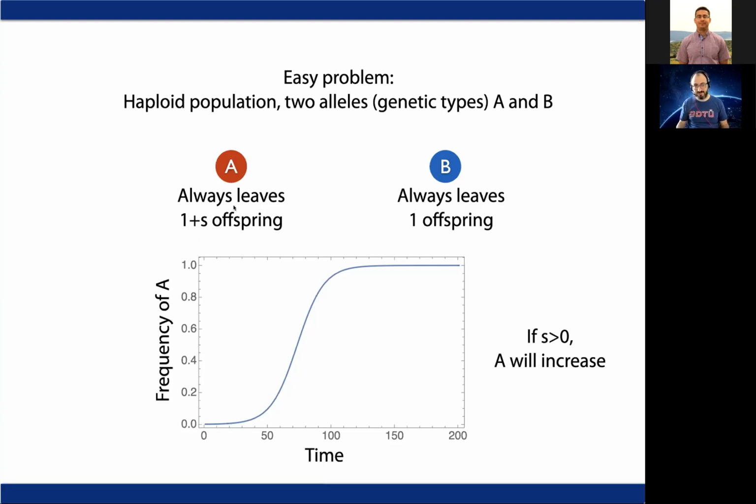If S is positive, then obviously the carriers of allele A, or type A, are going to leave more offspring, and you can confirm that if you start with a low frequency of A, over time A will increase in frequency and eventually will fix in the population. That's kind of trivial, right? And it makes sense because A is fitter. So this is the easy problem. Whenever S is positive, A will increase.